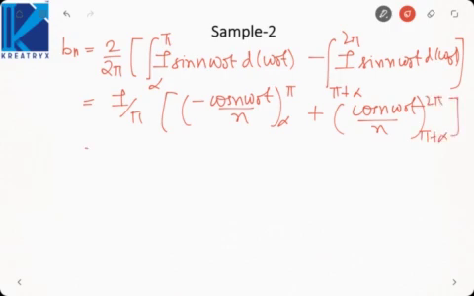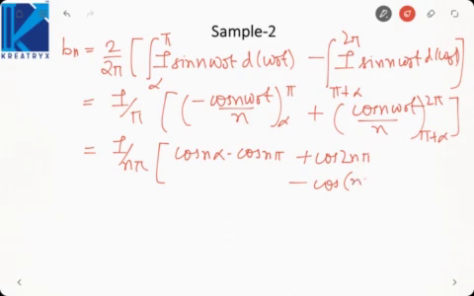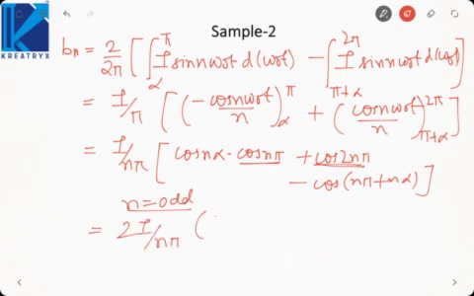okay. So n can be taken as common, I by n pi. Now for n is equal to odd, this cos n pi will be minus 1, cos 2n pi will be plus 1. 1 plus minus 1 is 2. So 2 taken as common, this will be 1 minus cos n alpha.